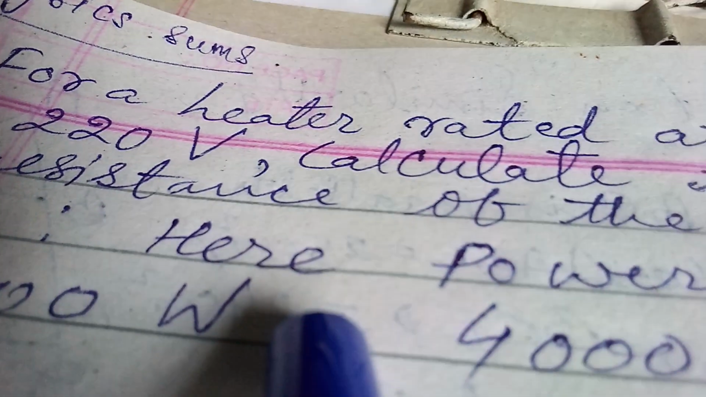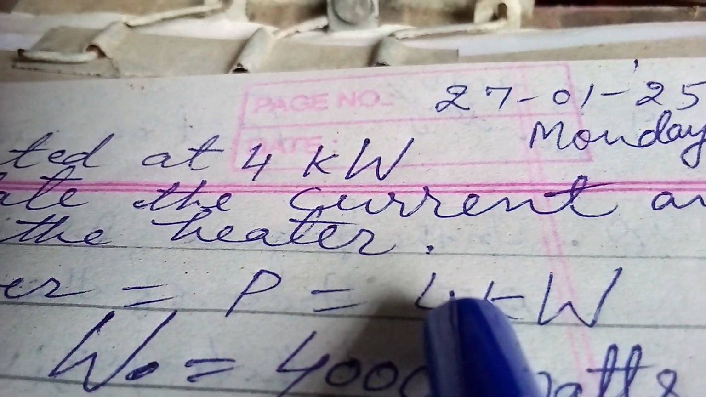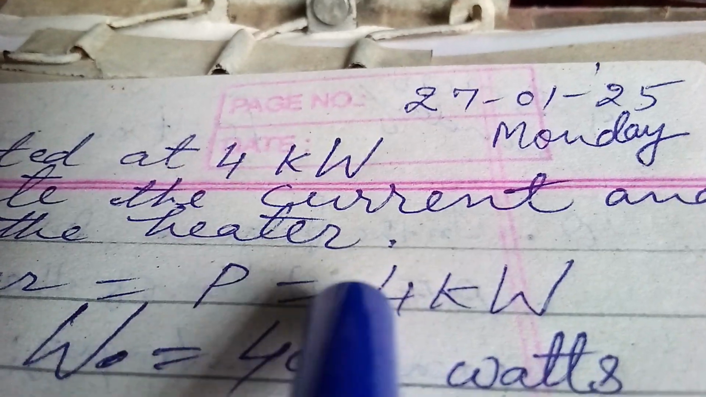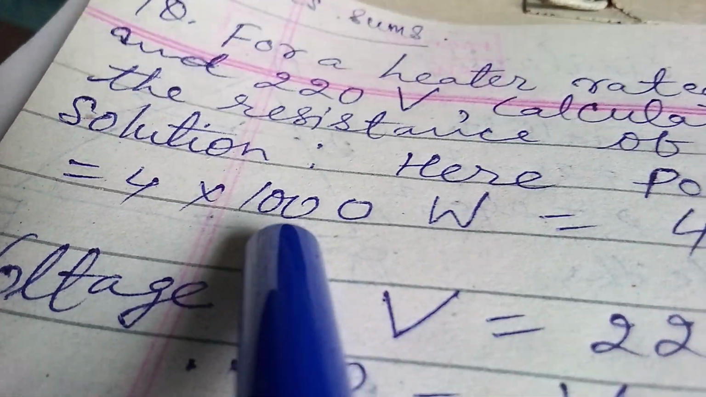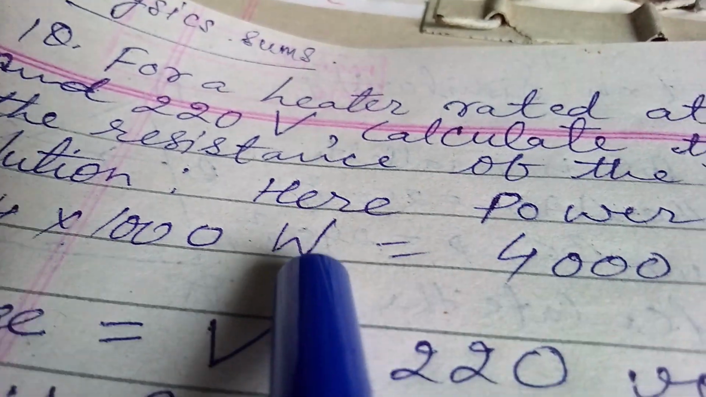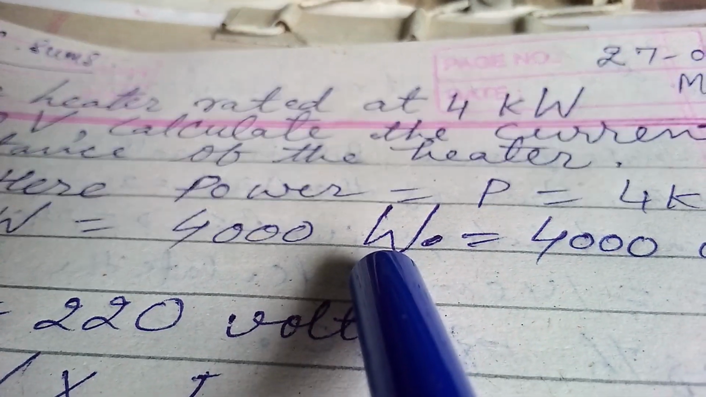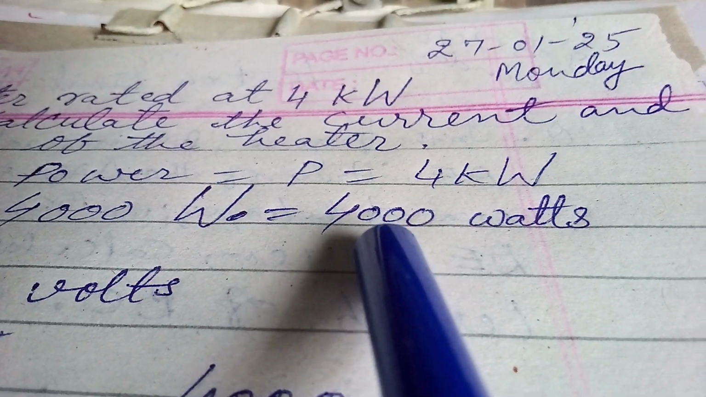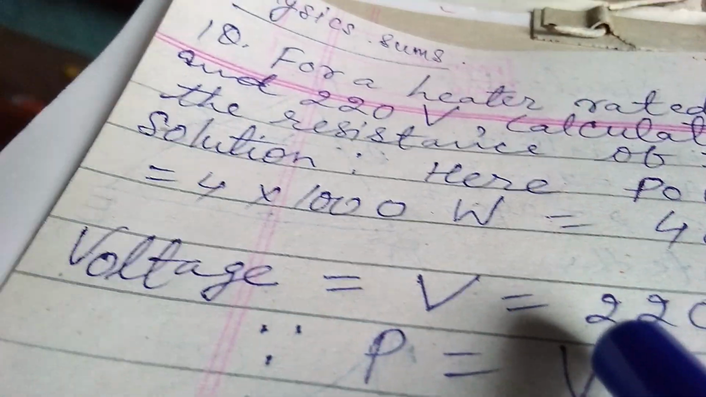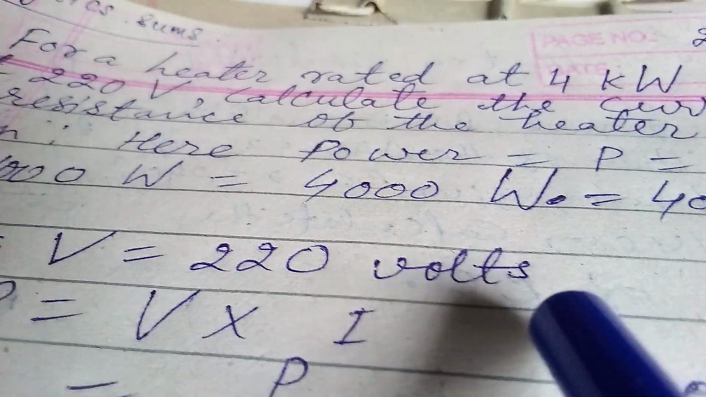Solution: here power P equals 4 kW, that is 4 kilowatts, which equals 4 into 1000 watt, that is 4000 watt, because you know that 1 kilowatt is equal to 1000 watt. And voltage V equals 220 volts.